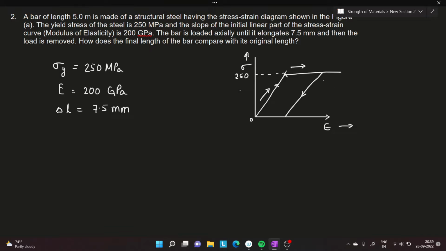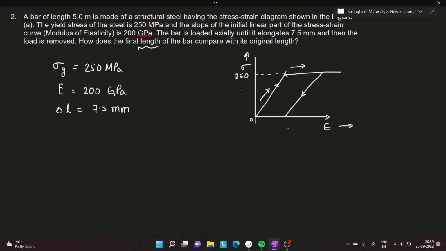So now, technically speaking, this particular curve had to reach this point. It has to be something like this, but it is not reaching point 0. So we have some extra residual energy or residual strain. So this body has been deformed. To find out the final length of the bar, we are going to have to find out the length for this particular strain.